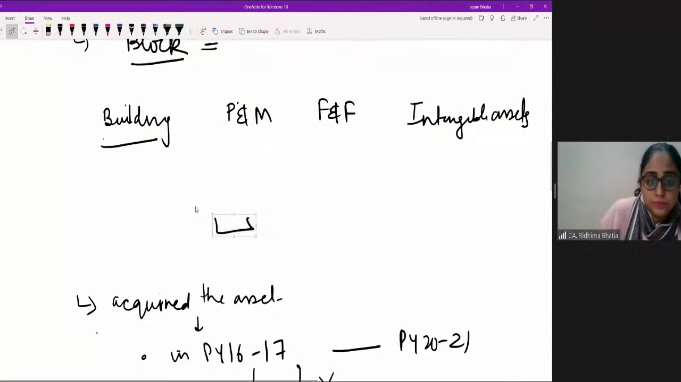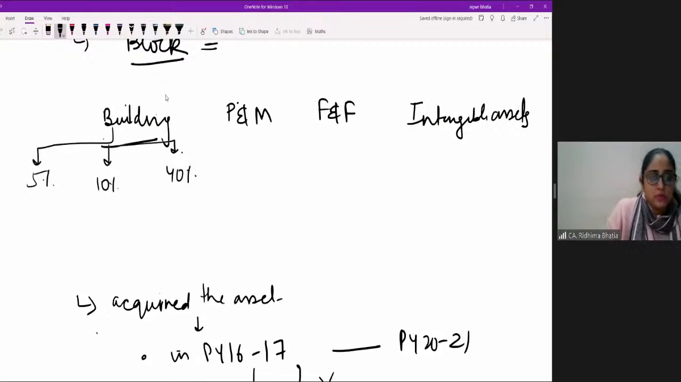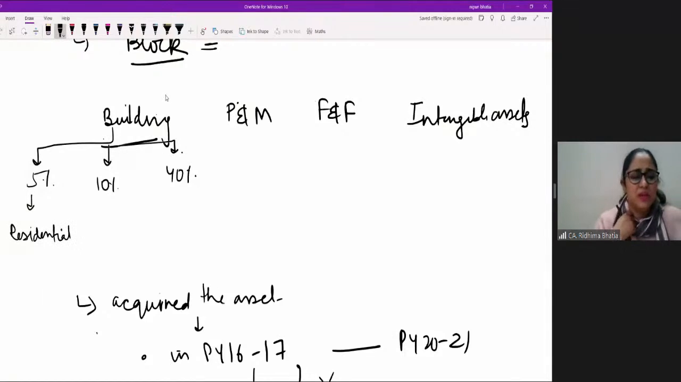So I told you, building, please listen carefully. In building there are three rates: 5%, 10%, and 40%. Now, 5% is if the building is a residential building. Now you will ask, ma'am, residential building, how is that possible?